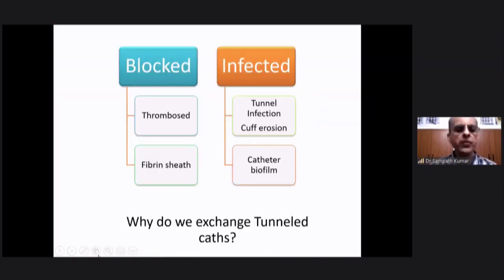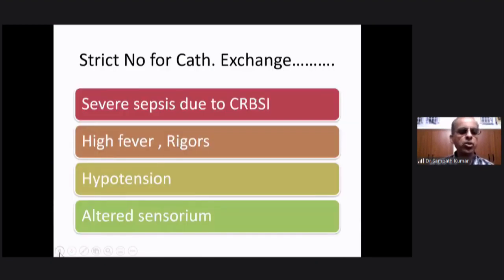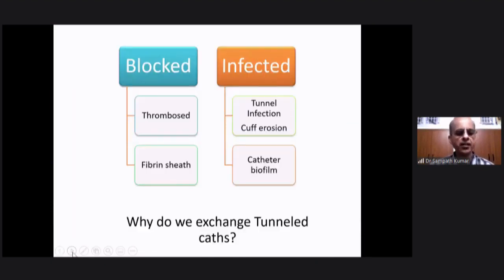So as far as exchanging a catheter which is blocked or infected, it is very important that when you are having an infected catheter due to a tunnel infection or a cuff erosion, catheter biofilm will be a major issue. And if it is a blocked and thrombosed catheter, or if there is a fibrin sheath which is producing a blockage, then you need to remove the fibrin sheath and also do a balloon angioplasty of the fibrin sheath before you put in a catheter.